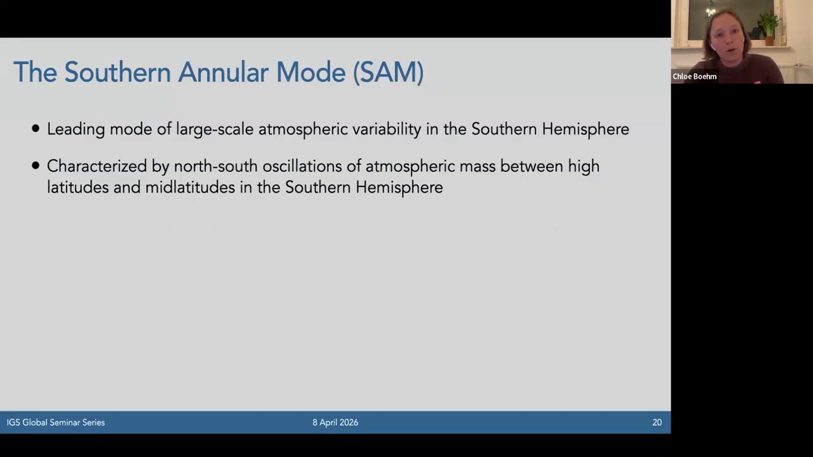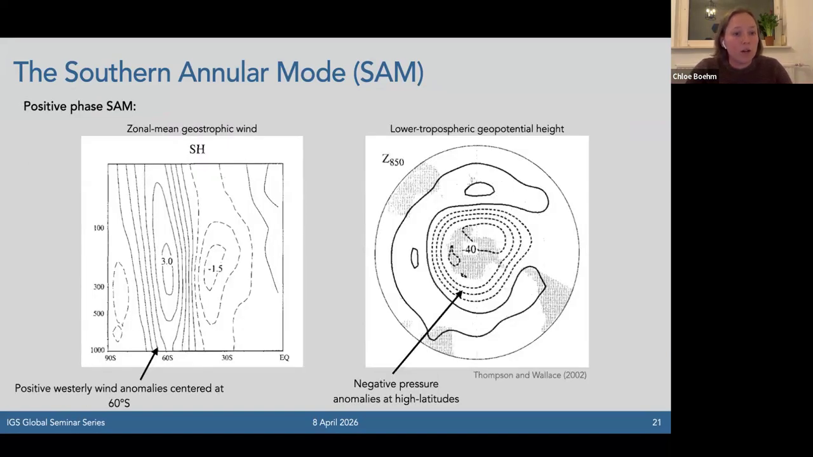So just to provide a quick primer on the SAM, if you're not familiar, it's the leading mode of large-scale atmospheric variability in the Southern Hemisphere. It's characterized by north-south oscillations of atmospheric mass between high latitudes and mid latitudes in the Southern Hemisphere. In its positive phase, it's characterized by positive westerly wind anomalies centered at around 60 degrees south, which is shown by that figure on the left.